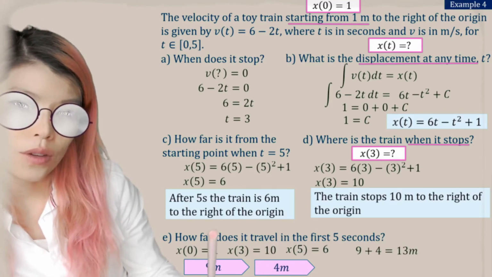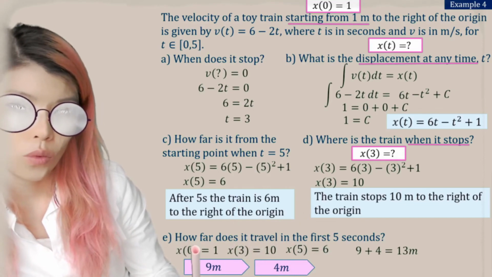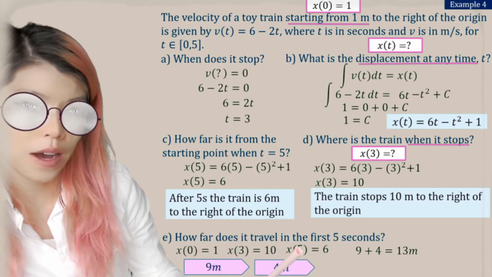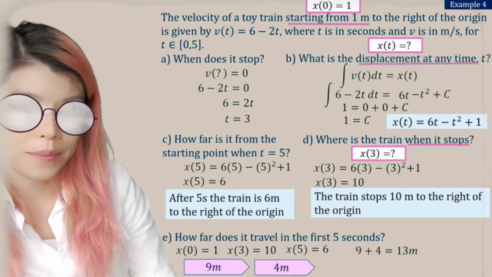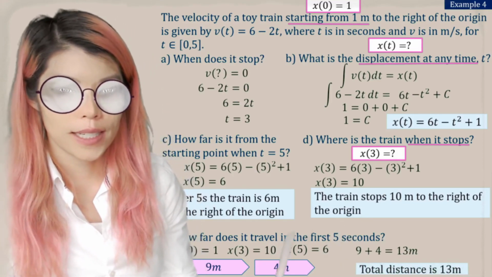So it's important that you visualize what is happening. You can do a timeline of the x with the t, see t0, t3, t5, and then you can see what is happening. So the total distance is 13 meters.